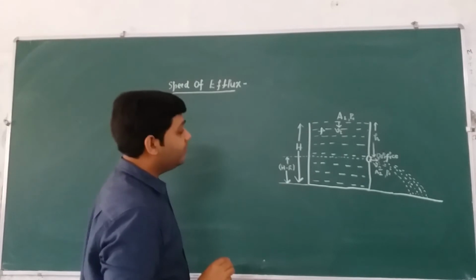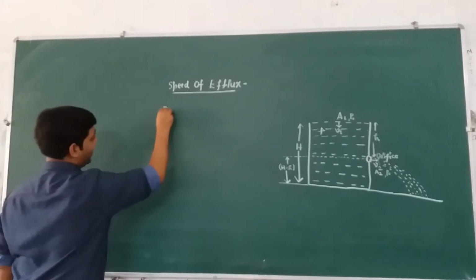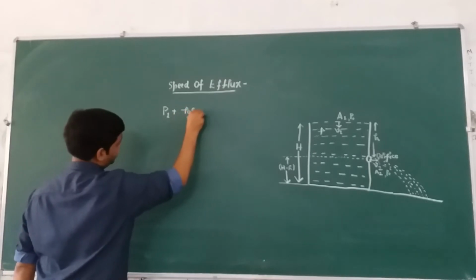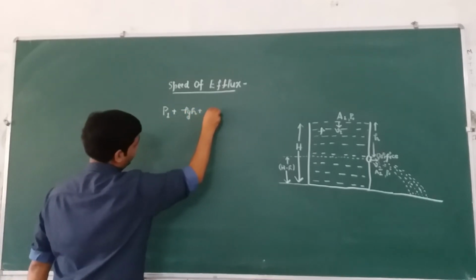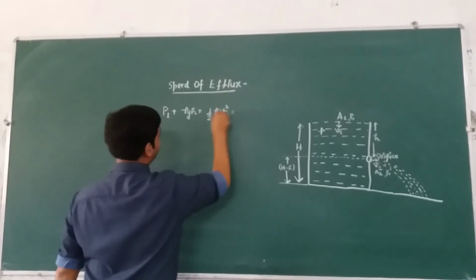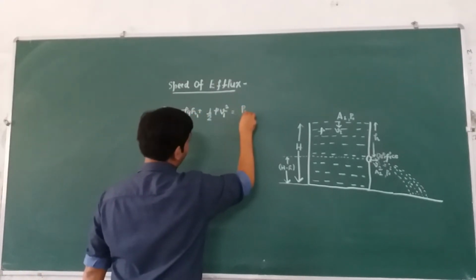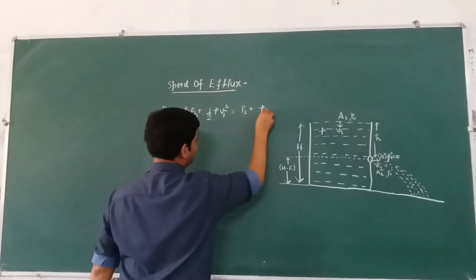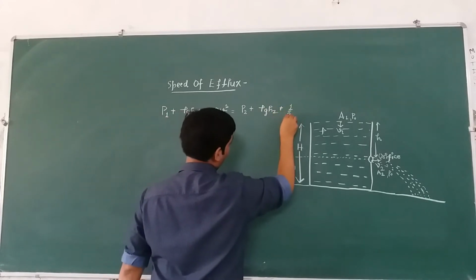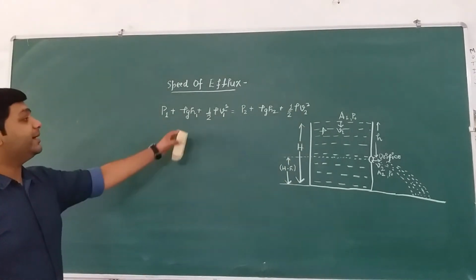Fine. Now we will apply Bernoulli's theorem for this. Applying Bernoulli's theorem, we have P1 plus rho g h1 plus half rho v1 square, where h1 is the height of point 1, is equal to P2 plus rho g h2 plus half rho v2 square. Fine. So now let us plug in the values.